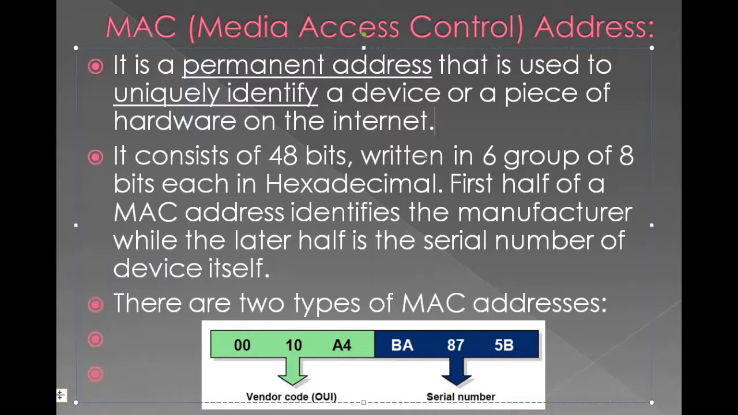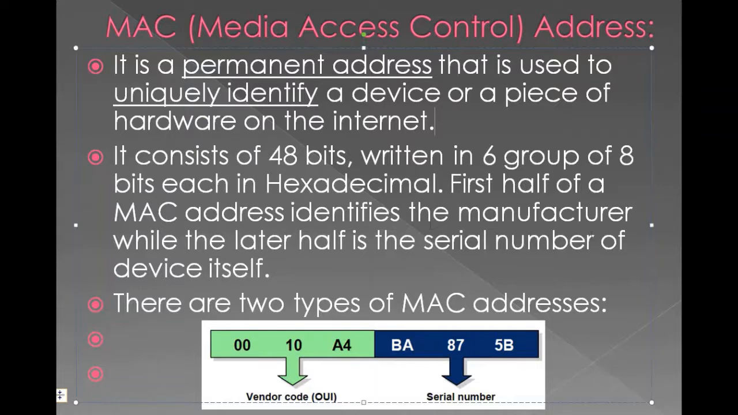It is written in six groups of 8 bits each in hexadecimal, like this: 1, 2, 3, 4, 5, 6. A MAC address is always written in the form of 6 groups having 2 digits each, and the total memory size for this is 48 bits. As you know, one character in hexadecimal is represented by 4 bits. So 1, 2, 3, 4, 5, 6, 7, 8, 9, 10, 11, 12: 12 characters in hexadecimal would be stored in 48 bits.